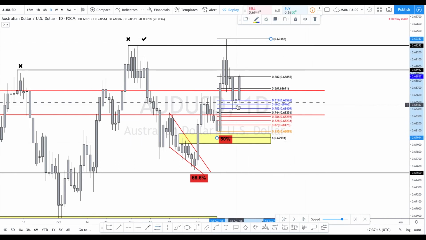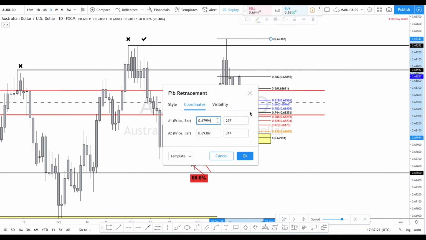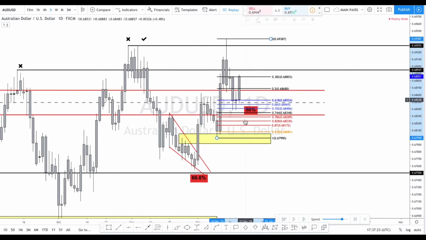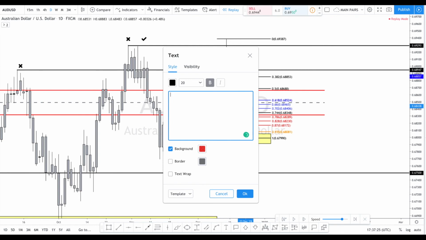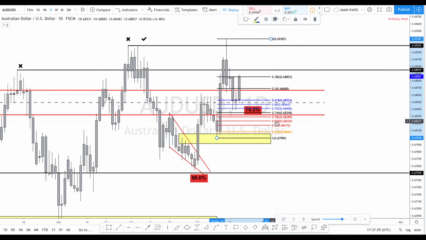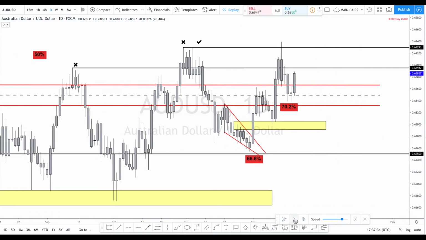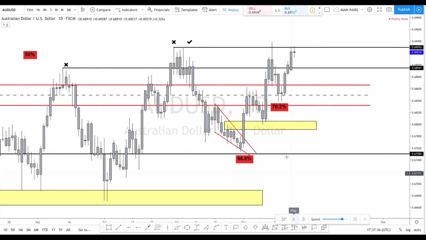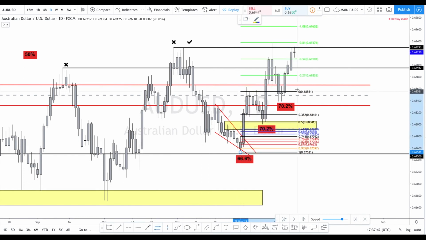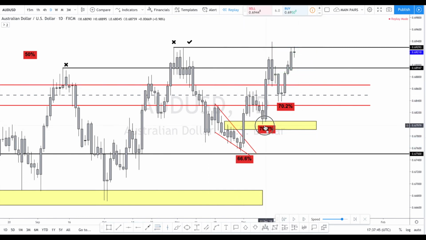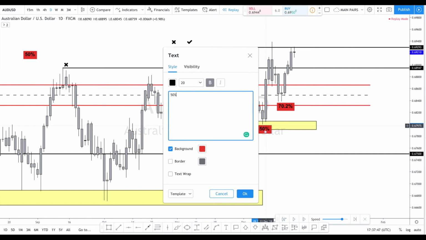What are we this time? 61.8. So let's move this up. Yeah, let's say we're 70.2 actually. So now we're at 70.2%. Doji as well. Price is now starting to pull up higher. So we're seeing all these higher lows get made. So what was this? This was 50%, I think, wasn't it? Oh yeah, that was a 50% standard pullback.